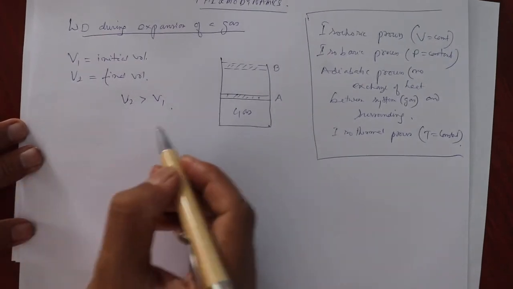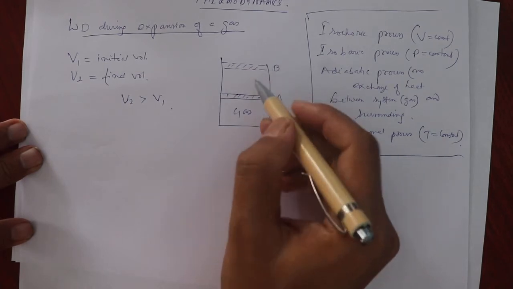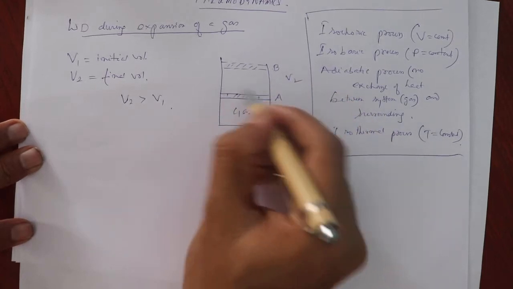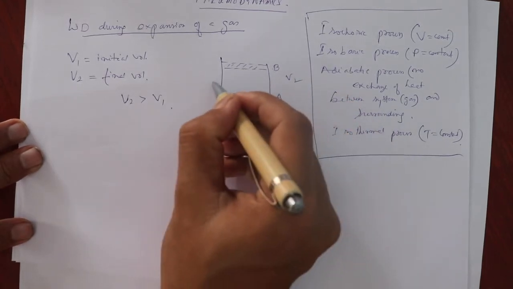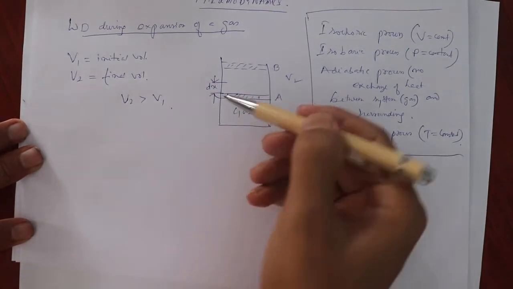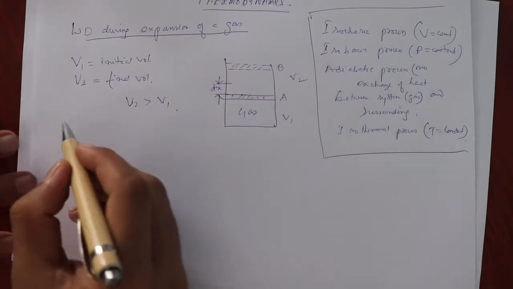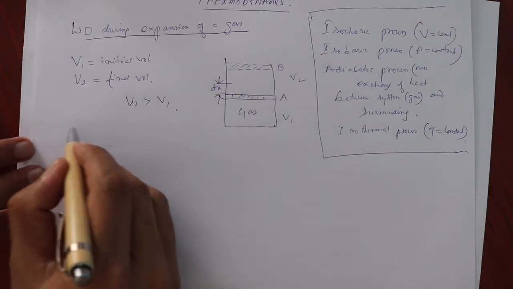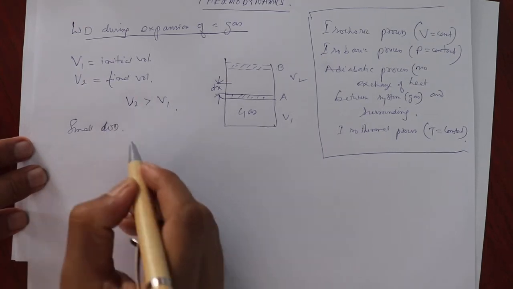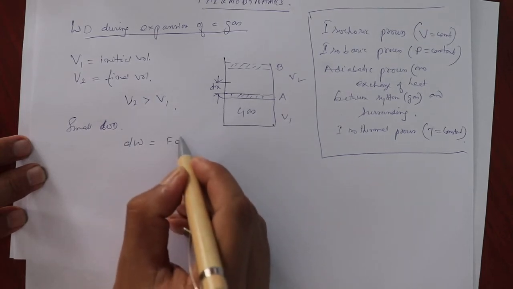Before you actually talk about the expansion from A to B, from V1 to V2, let us imagine that the gas is expanded through a small distance of dx here. Just through a small distance dx. So in this case, the work done should be small. The small work done during expansion through dx will be given by dW is equal to F dx.